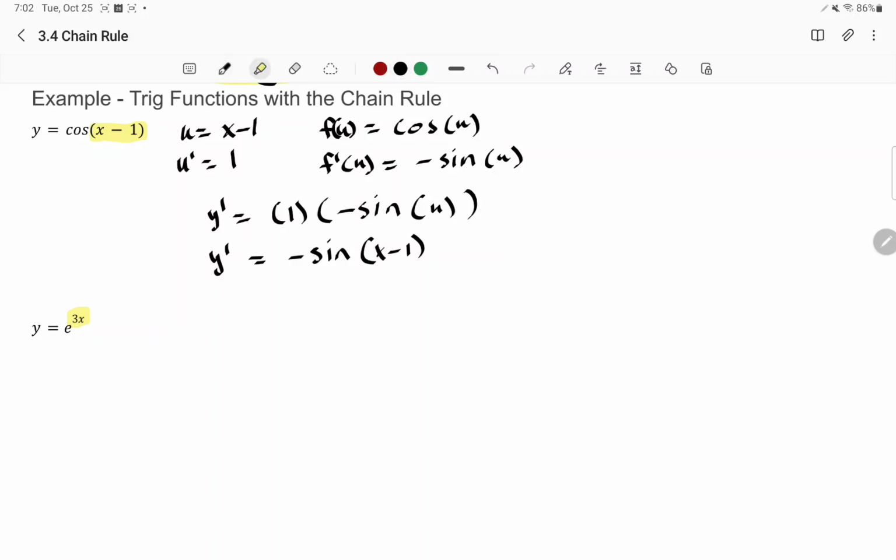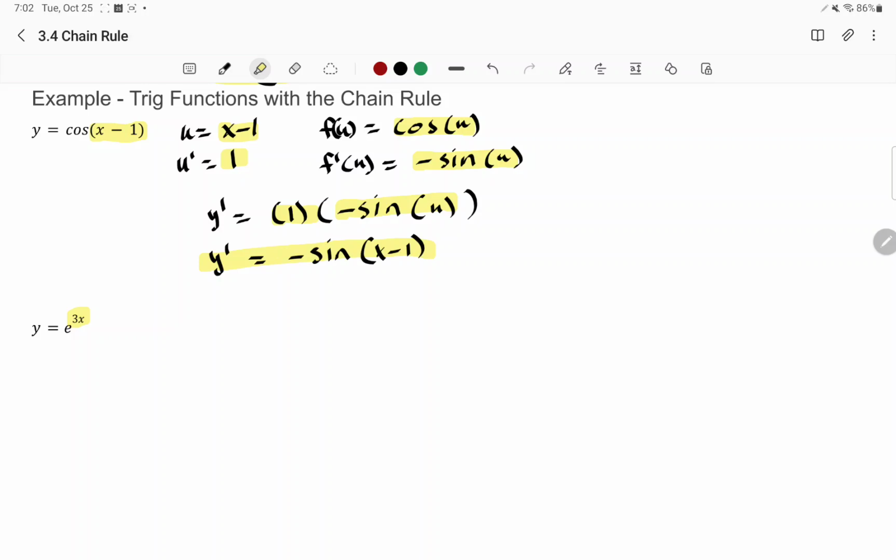So if we look at the derivative of the cosine of x minus 1, your inside is x minus 1, your outside is cosine of u. Derivative of the inside, derivative of the outside, we go ahead and multiply those, and that simplifies down to negative sine times the quantity of x minus 1.